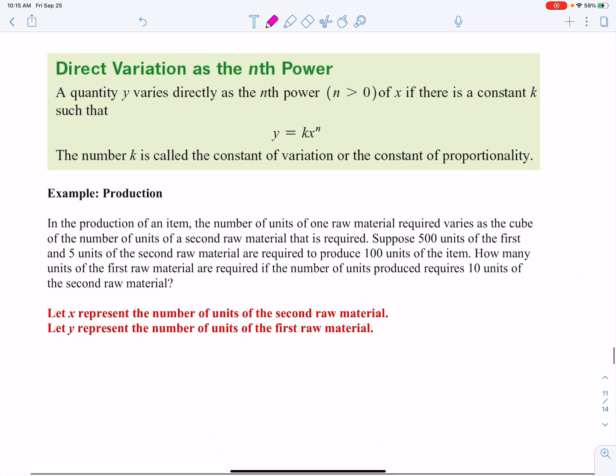All right, next thing is direct variation as the nth power. So a quantity y varies directly as the nth power for n greater than 0. Remember, that means just n is a positive number. If there's a constant k such that y equals k times x to the n power. So you're going to want to remember this little equation here. Whenever you see the phrase varies directly, you're going to use this equation. Okay? Varies directly means use that equation right there. So that's important to know.